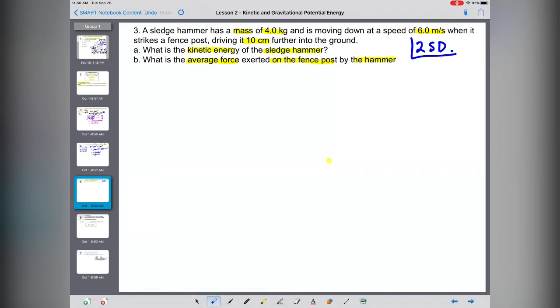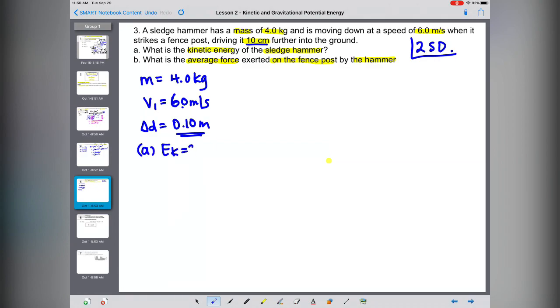So right there, the mass is equal to 4.0 kilograms. It's moving down at a speed of 6 meters per second, and it drives it a displacement of 10 centimeters. Hopefully right away you know you need to convert to SI units. The first question asks, what is the kinetic energy of the sledgehammer? And part B asks, what is the force exerted on the fence post by the hammer?